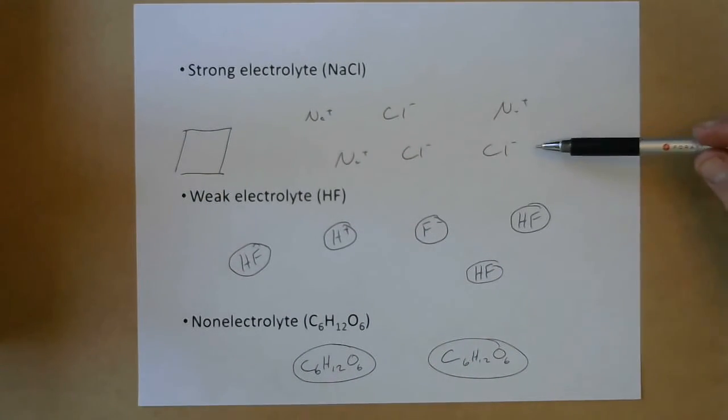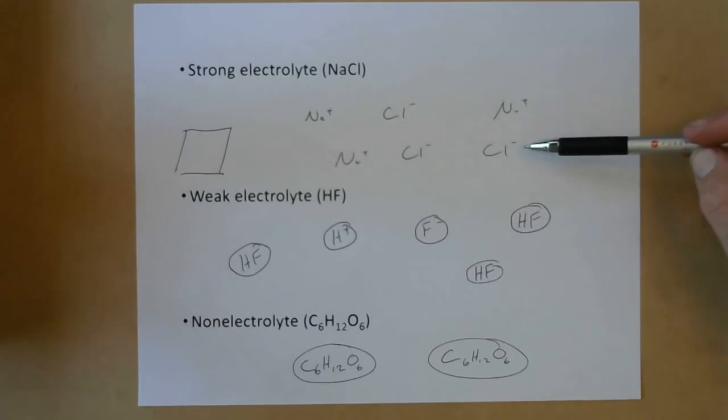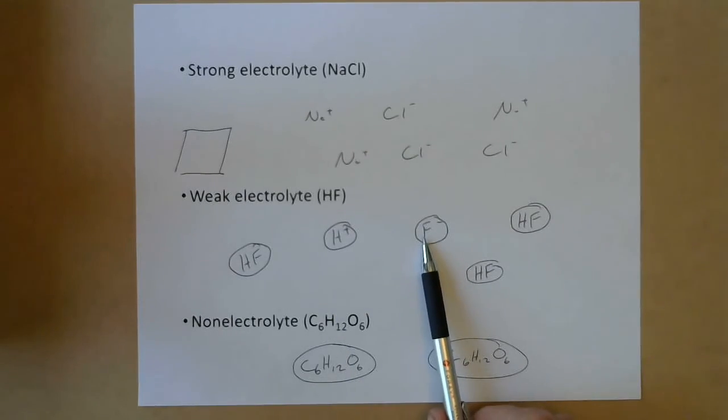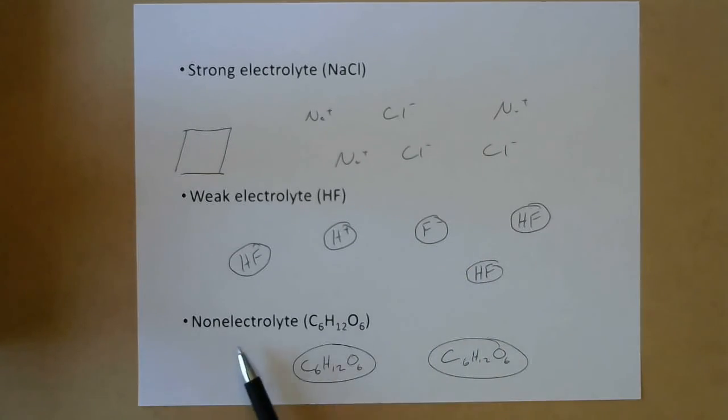Okay, so a strong electrolyte breaks apart completely into ions. Lots of ions means it's going to conduct electricity very well. A weak electrolyte means that a few of the pieces break apart, so it conducts a bit of electricity because it has a few ions in it. And then a non-electrolyte stays together completely as molecules, doesn't have any ions in the solution, so it will not conduct electricity at all.